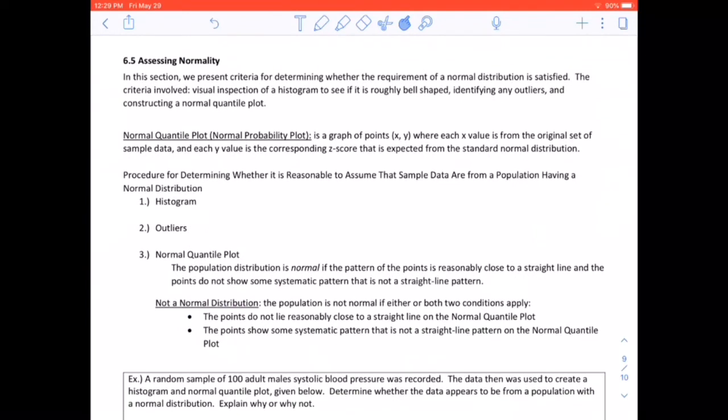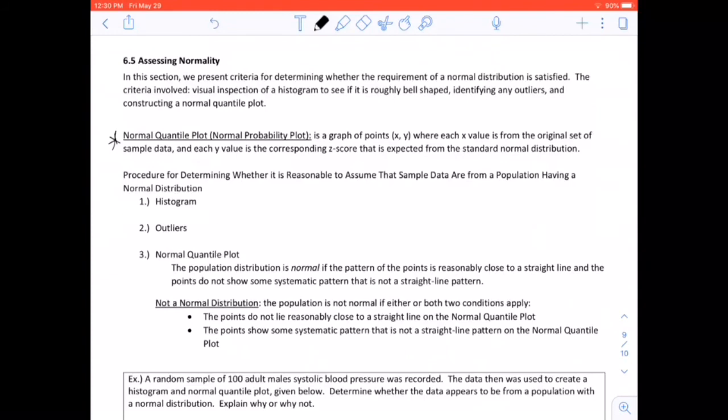So it says, in this section we present criteria for determining whether the requirement of a normal distribution is satisfied. The criteria involved is a visual inspection of a histogram to see if it's roughly bell-shaped, identifying any outliers, and constructing a normal quantile plot. So we saw normal quantile plots earlier this semester. So the first thing is a normal quantile plot, or a normal probability plot, is a graph of points x, y, where each x value is from the original set of sample data and each y value is the corresponding z-score that is expected from the standard normal distribution.